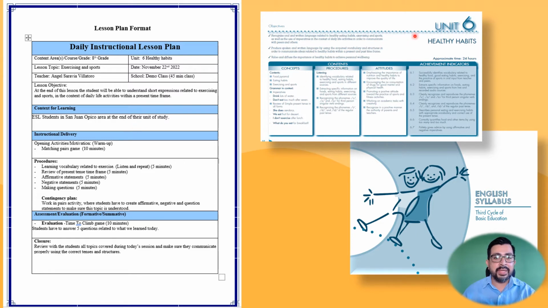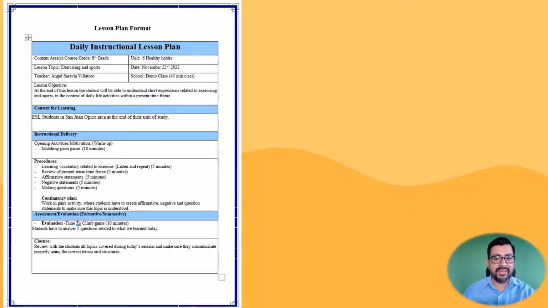me to create this plan, I needed to read the English syllabus for third cycle, which is the one that our teacher gave us. And the unit that I was assigned was unit number 6, which is the healthy habits. So let me go ahead and share a little bit more. So as I mentioned before, this is pretty much the lesson plan that I use.